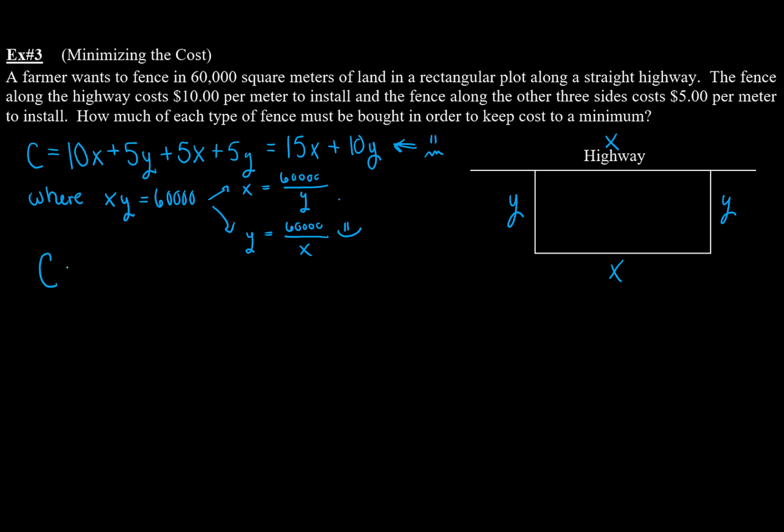So my cost function is going to be 15x. I'm going to leave that alone. And then plus 10y is going to give me 600,000 divided by x, which is like saying x to the negative 1. So I'm going to write it like that so I can easily take the derivative.